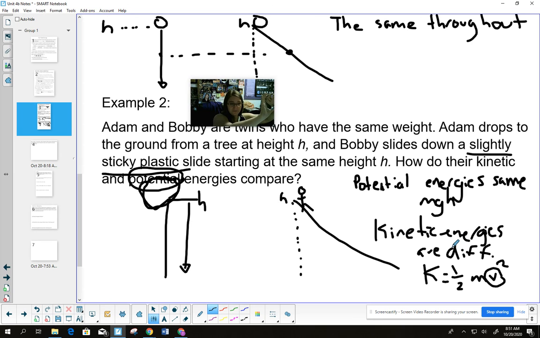So even though Bobby had so much potential for all of this energy, not all of it gets converted into kinetic. A little bit of it is going to get converted into heat because of friction. So once more, Adam and Bobby start with the same potential. They both are starting at the same height. They both have the same potential for all of this kinetic energy. But by the end of the slide, Bobby's kinetic will be less because some of that potential went into heat.